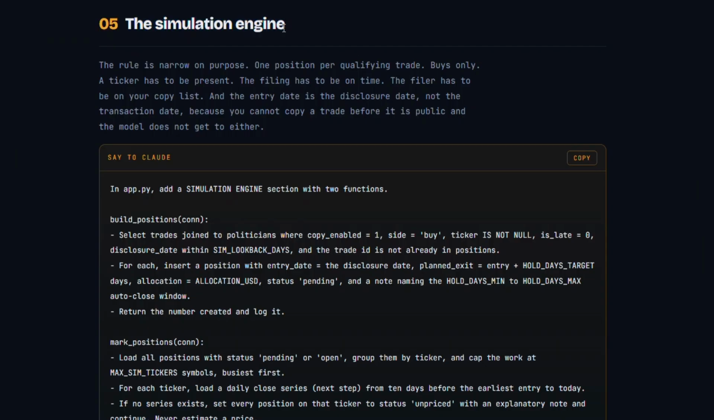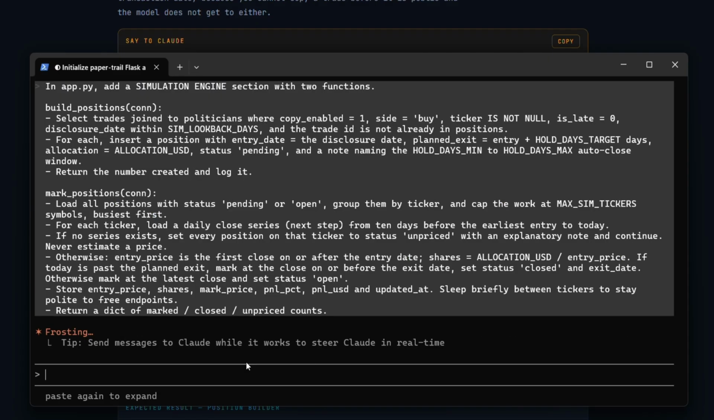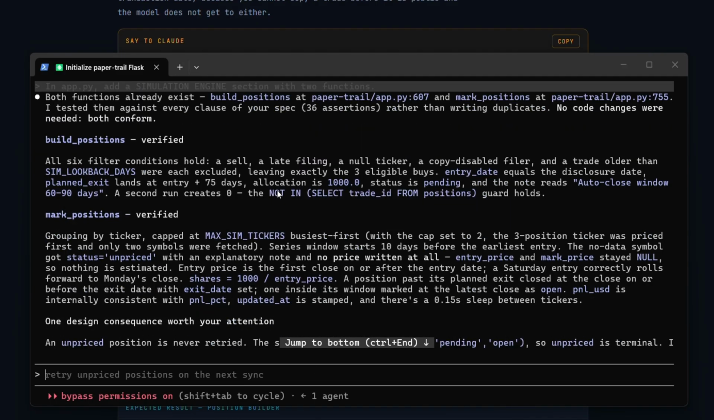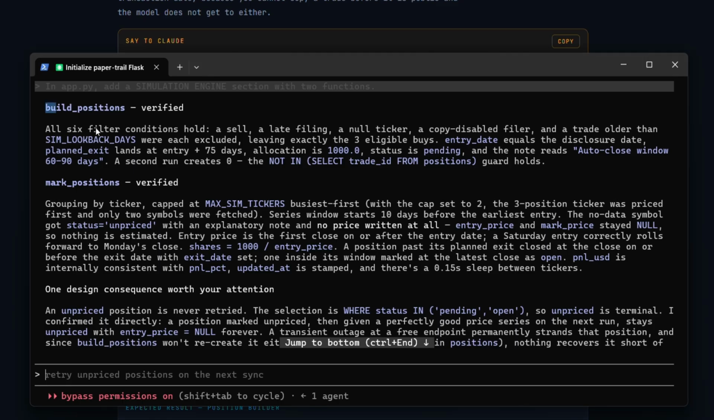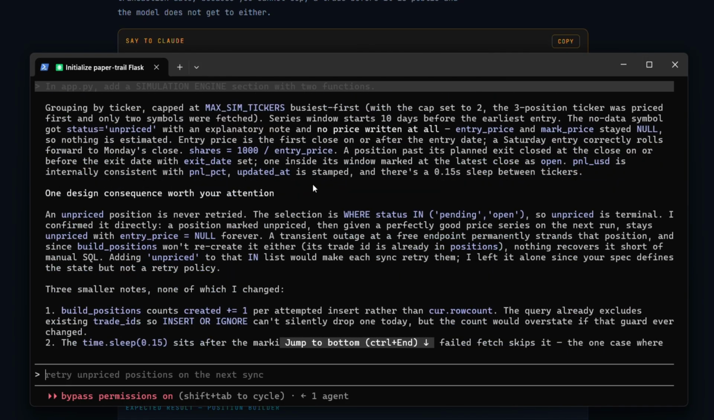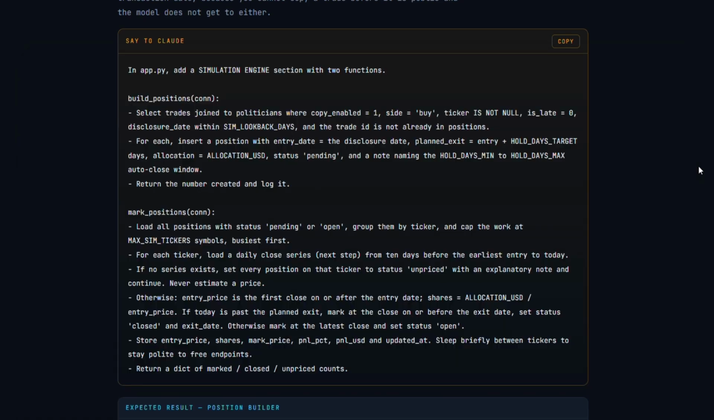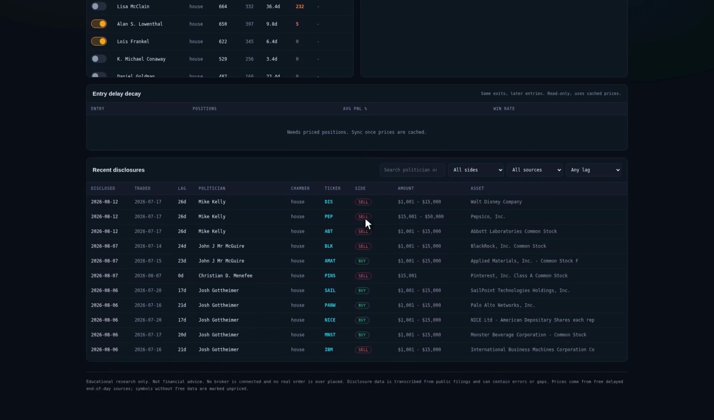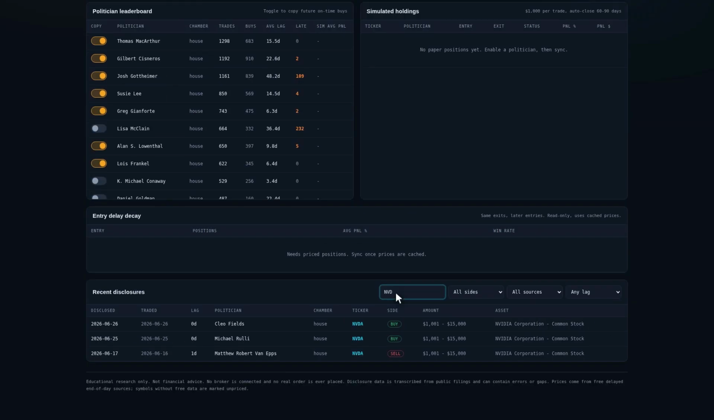Fifth prompt builds the paper book. The rule is narrow on purpose. One position per qualifying trade. Buys only. A ticker has to be present. The filing has to be on time. The filer has to be on your copy list. And the entry date is the disclosure date, not the transaction date. This is the decision that separates a simulation from a fantasy. You cannot copy a trade before it is public, so the model does not get to either.